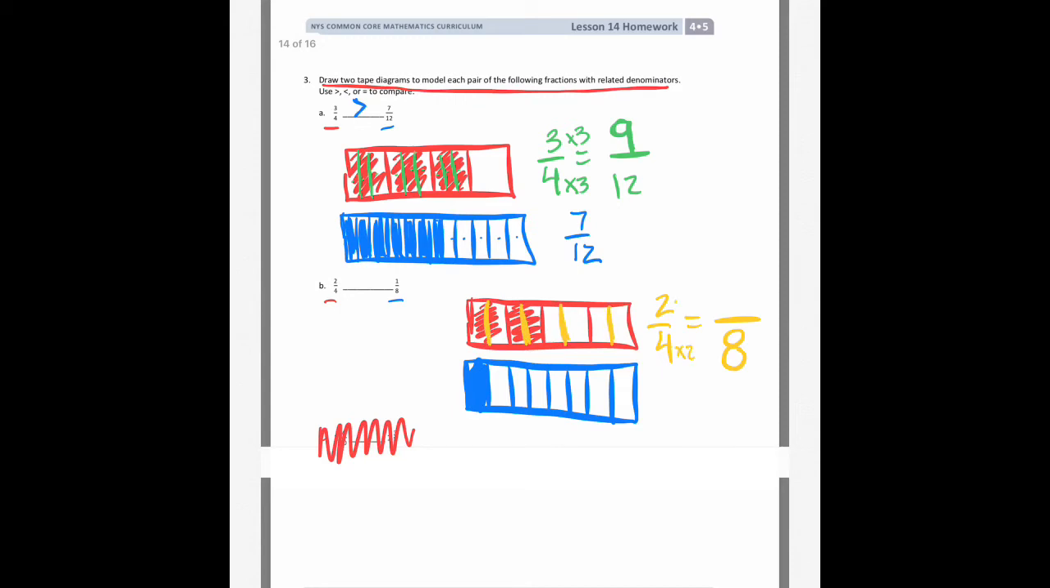4 times 2 gives you 8, and 2 times 2 would give you 4. So 2/4 is equal to 4/8, which is obviously going to be bigger than 1/8, so that you know that 2/4 is greater than 1/8. All right, let's look at the next page.